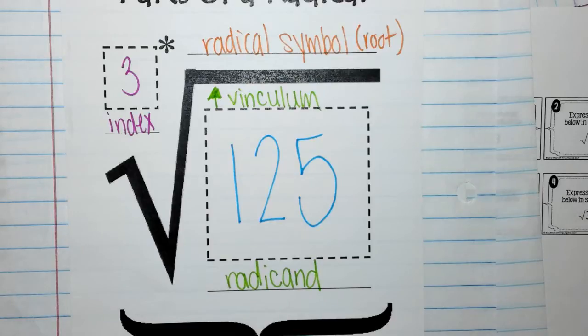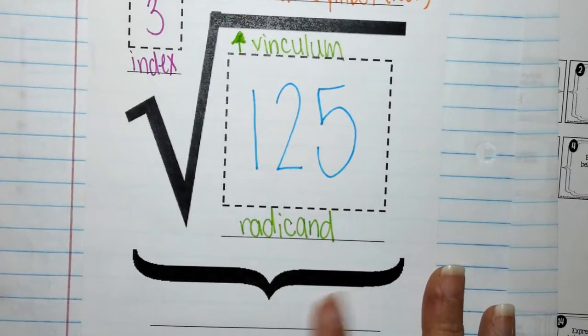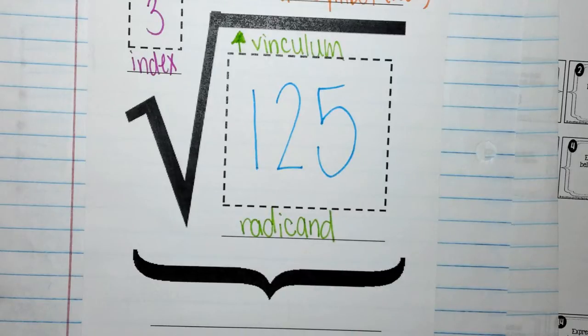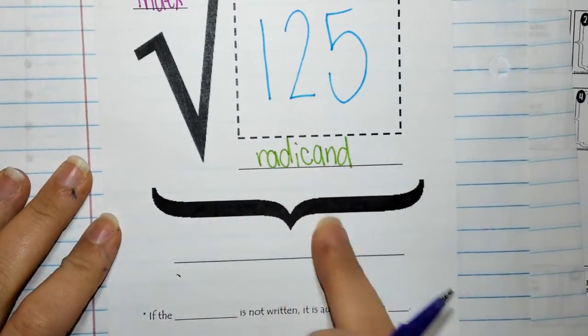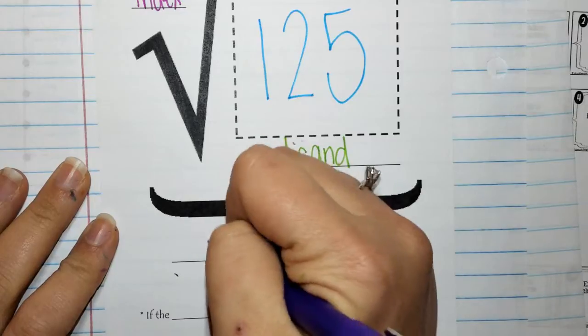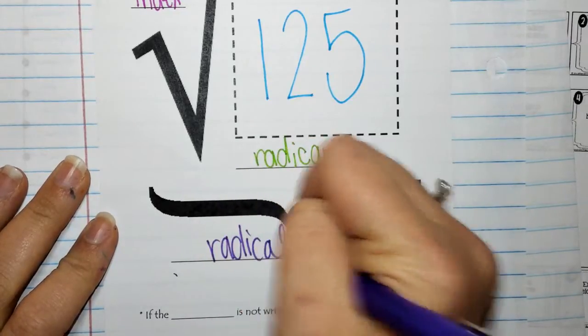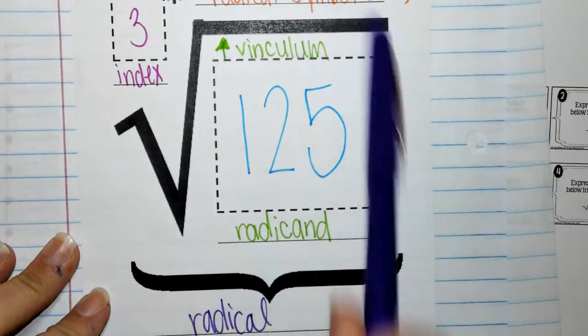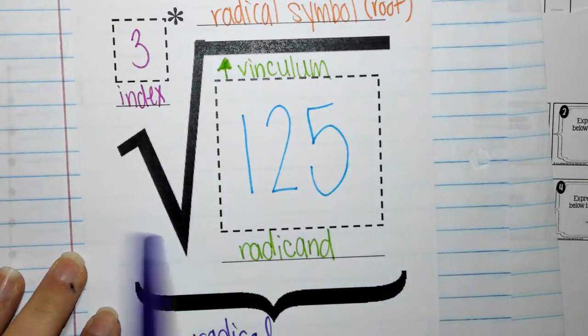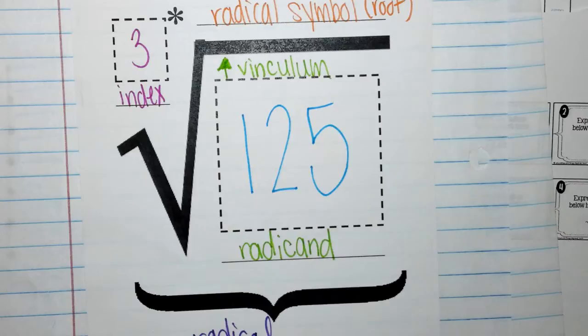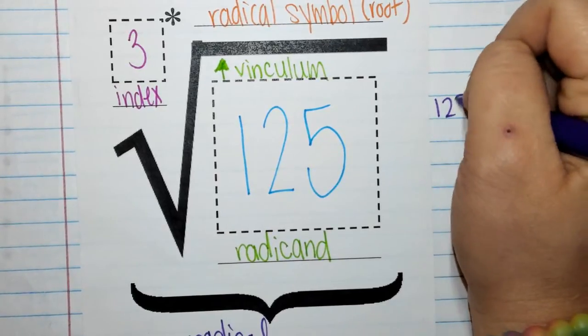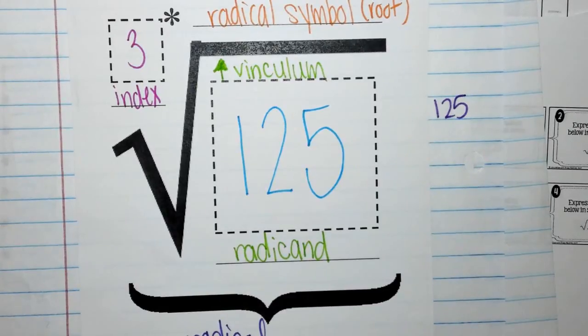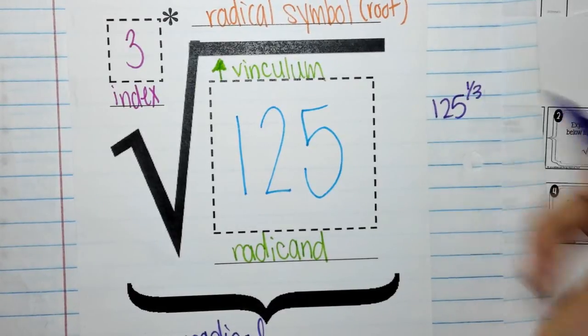All right, so the whole thing, the entire thing, is called the radical. So this is in radical form. Now, how could we write this guy in rational form? A fraction. 125 to the 1/3 power. Take a point.